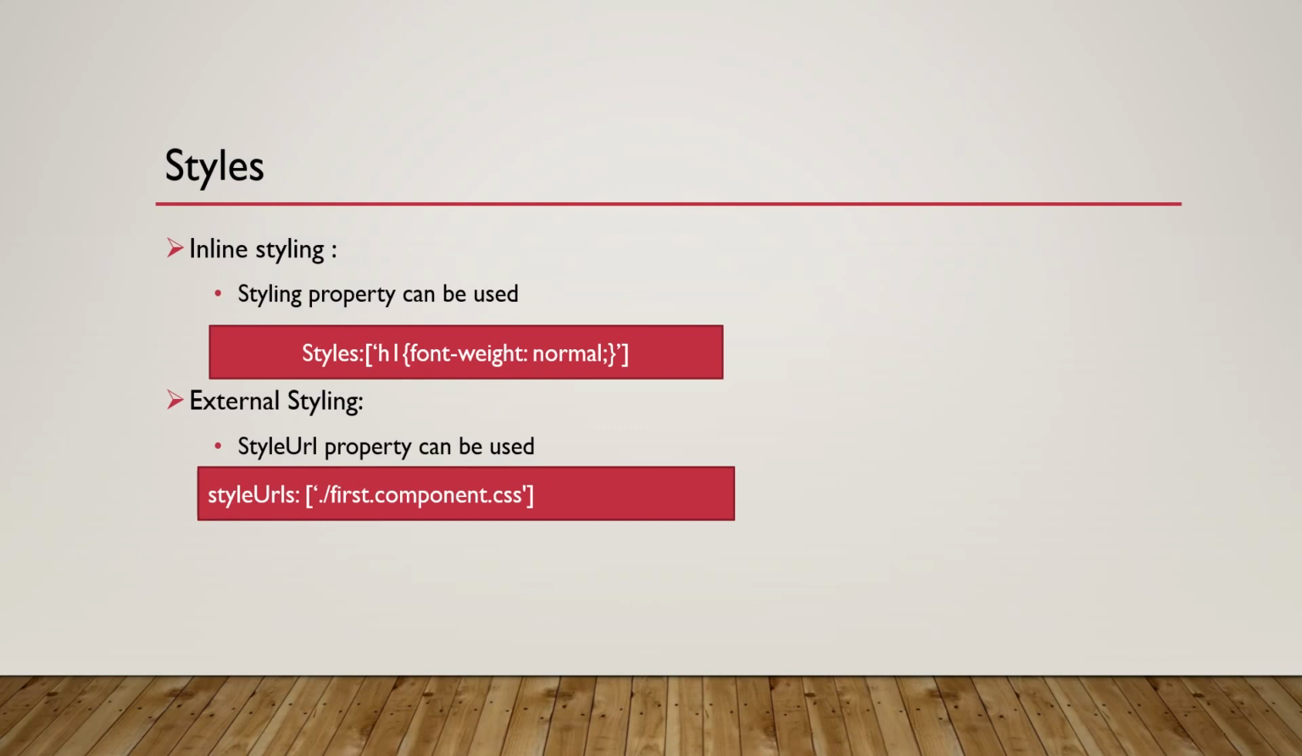The styleUrls property can be used for external styling. This property takes the path of an external CSS file. And again, if you have a lot of content in the CSS, you had better go with external styling. Otherwise, we can use inline styling of the component. With this understanding, let's dive into Visual Studio Code and create a component using Angular CLI.